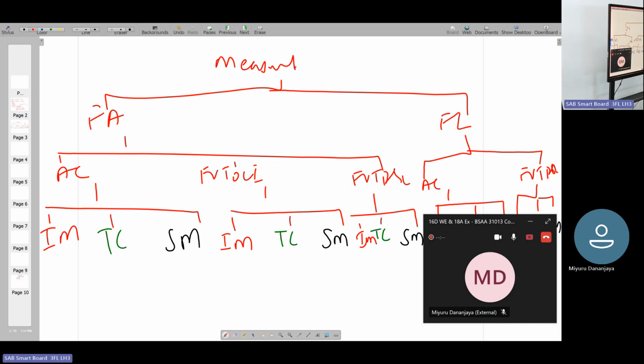Initial measurement, transaction cost and subsequent measurement. The initial measurement is the fair value, and the transaction cost is charged to P&L. The subsequent measurement is amortized cost. How is interest income and interest expense calculated? Interest expense should be calculated at EIR, effective interest rate. That should be charged to P&L.